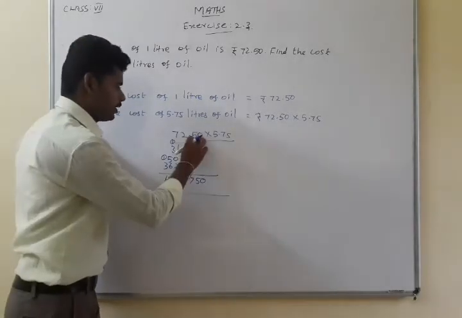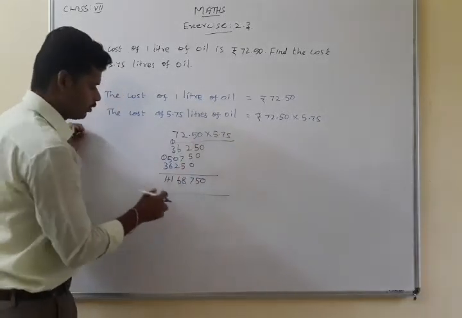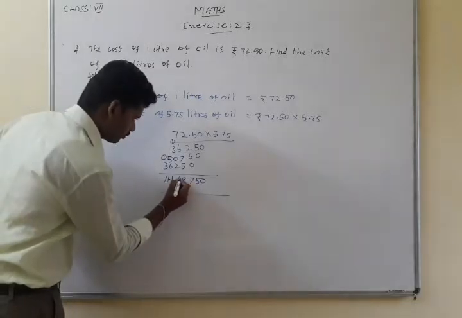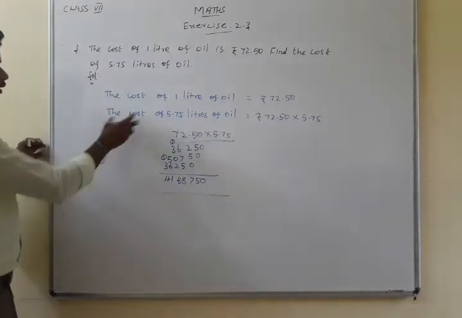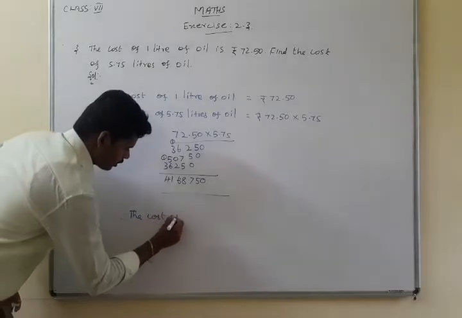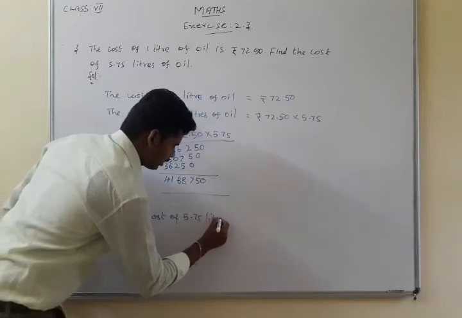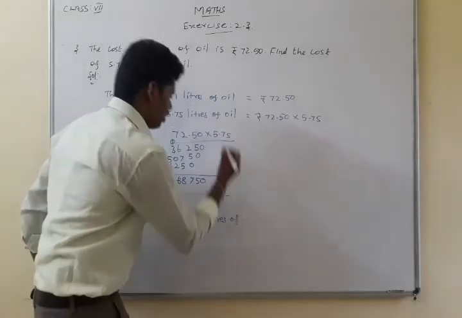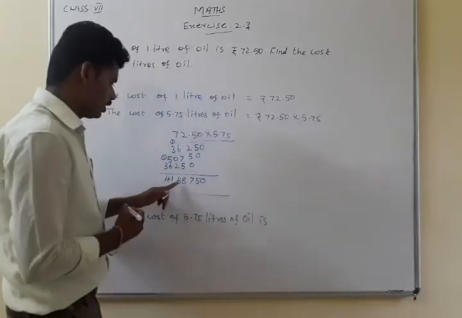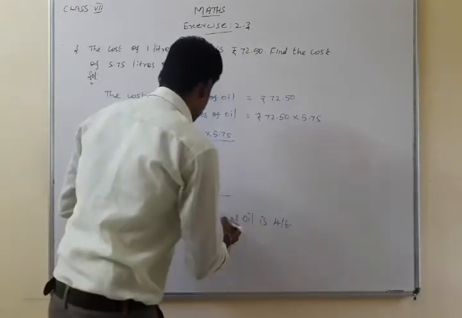Here 2 decimal places, here also 2 decimal places. So 2 plus 2, 4. Total 4 decimal places. 1, 2, 3, 4. Therefore, the cost of 5.75 liters of oil is how much? 416.8750.